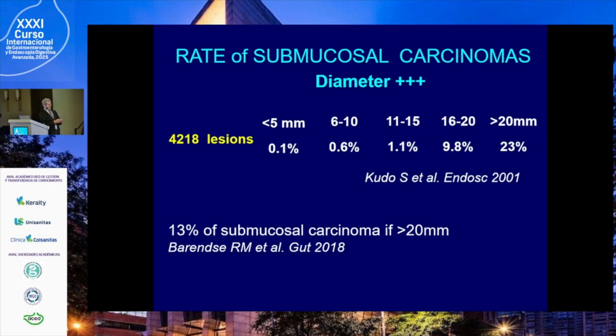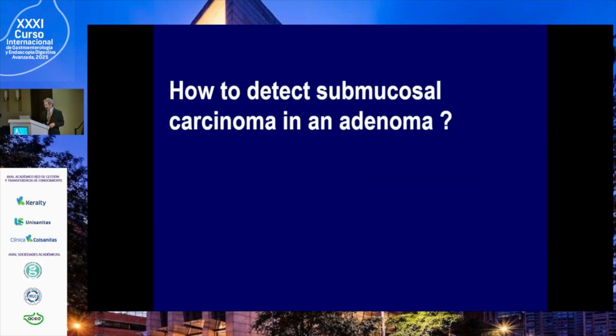And which is the rate? You see the rate of submucosal carcinoma is more or less 20% when the lesion is more than 20 millimeters for Kudo, but in fact, in this series, 13% when the lesion is more than 20 millimeters. So it is not new. This is quite large. So how to detect submucosal carcinoma in adenoma?